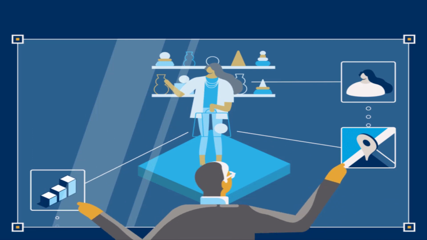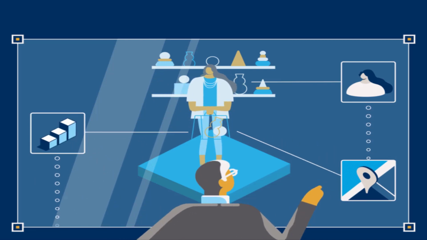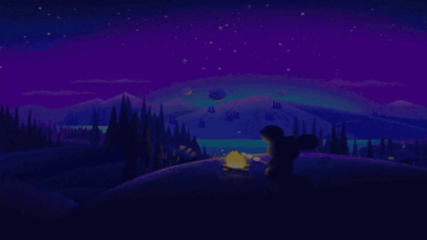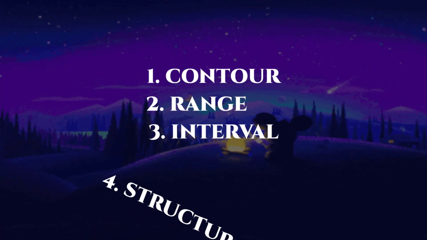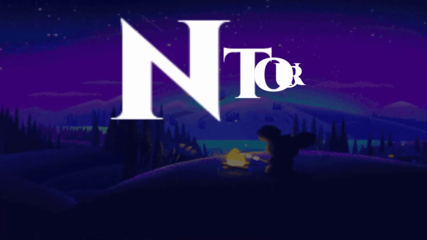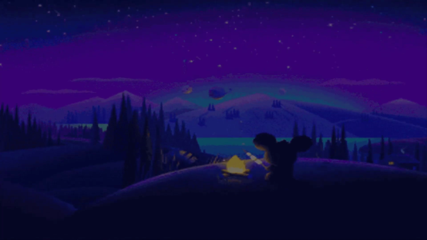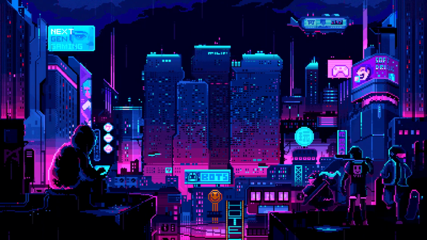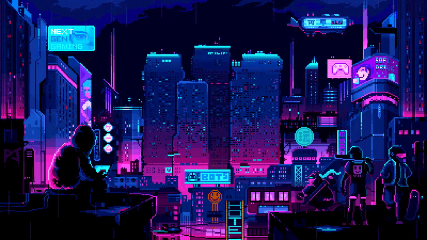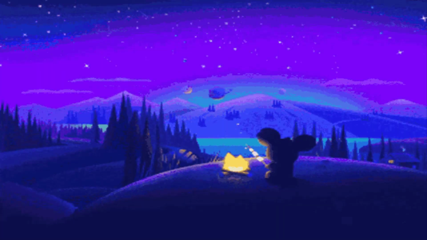There are 4 elements that are part of almost every melody. These 4 elements are the contour, the melodic range, the melodic interval, and the melodic structure. Understanding these elements will allow you to have insights on the kind of melody and the emotional feel of the melody that you're creating. So let's go over each element and really see what they entail. First, let's start with the contour.